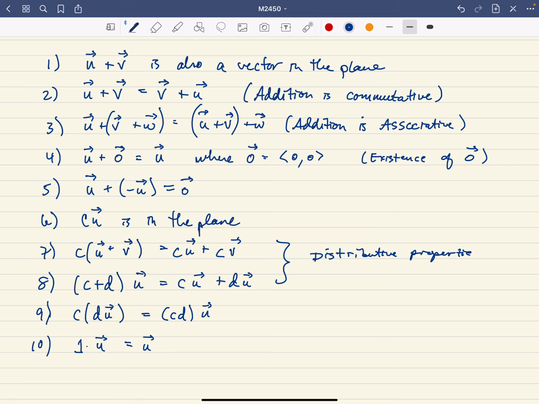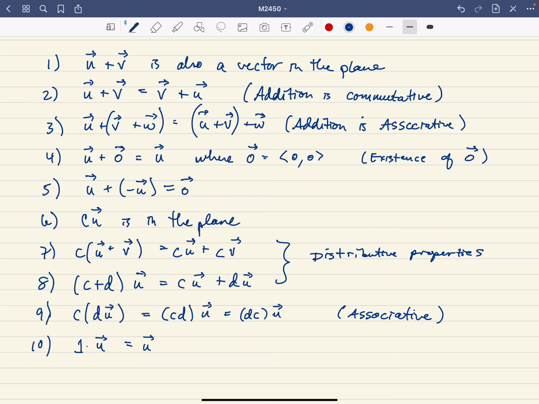Item number 9 says that the scalar multiplication is associative. So if you want to multiply c times d first, and then multiply that by the vector u, that's the same as multiplying d by u, and then whatever that vector is, you can multiply by c. Or since multiplication of real numbers is commutative, you can also write this as dc times u. So that's kind of an extra property there. But you could think of this as kind of an associative property of scalar multiplication.